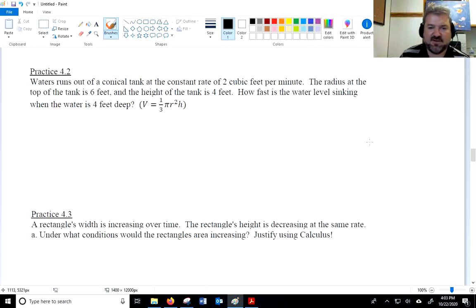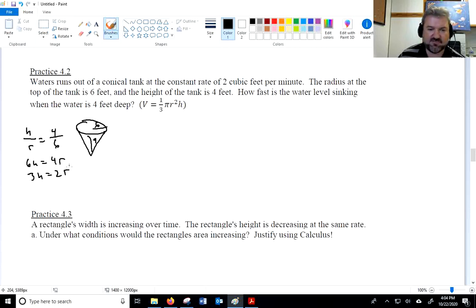Water runs out of a conical tank. All right, once again, we're doing a conical tank. Pause the video and give it a try. Water runs out of a conical tank at a constant rate of 2 cubic feet per minute. The radius of the top of the tank is 6 feet, and the height of the tank is 4. So we know there's this relationship between the height and the radius of 4 to 6. So 6h equals 4r, or 3h equals 2r if you reduce the ratio.